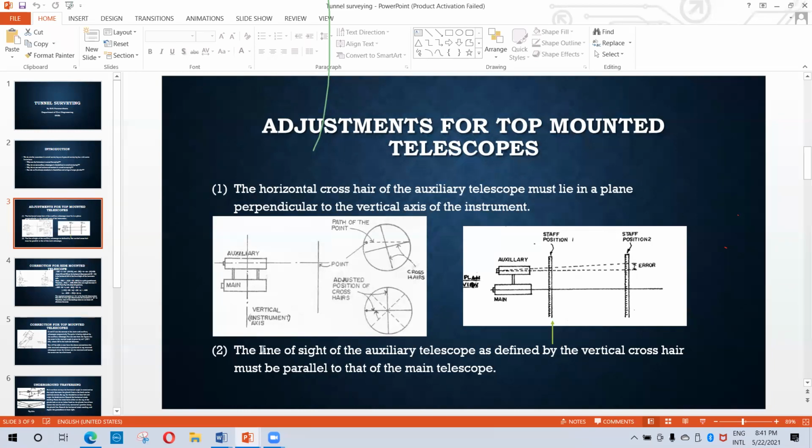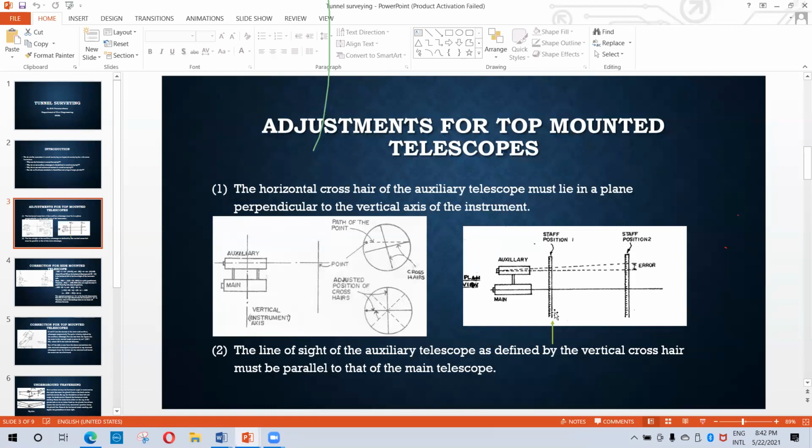Then the second correction is that the line of sight of the auxiliary telescope, as defined by the vertical crosshair, must be parallel to that of the main telescope. That means now in this case, this is the line of sight of the main telescope, and the line of sight of the auxiliary telescope has to be parallel to this main telescope. If the line of sight of the auxiliary telescope is tilted, that is going to give an erroneous reading, right?